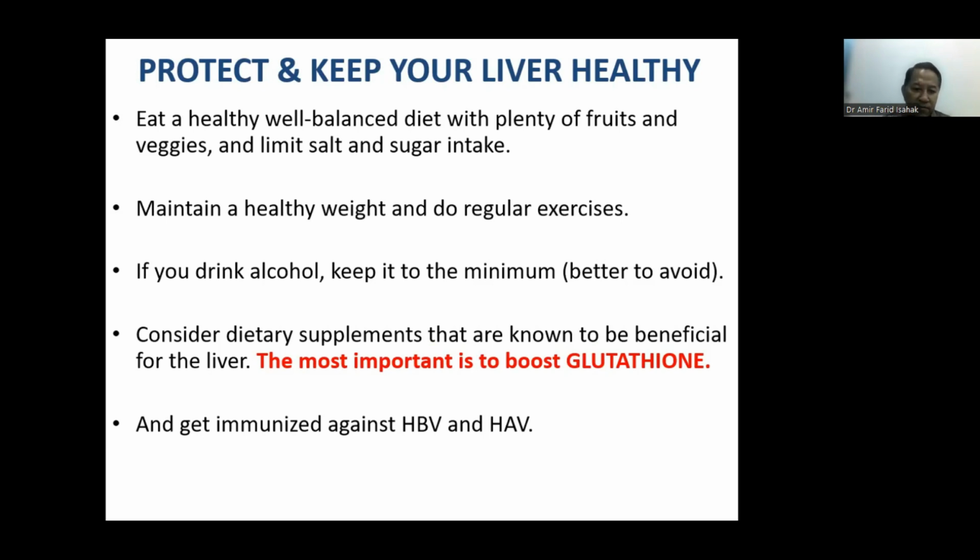And of course, a reminder to get yourself immunized against HBV and also HAV if you're not yet immunized. Okay, now let's see why the most important supplement to consider is a supplement that boosts glutathione.